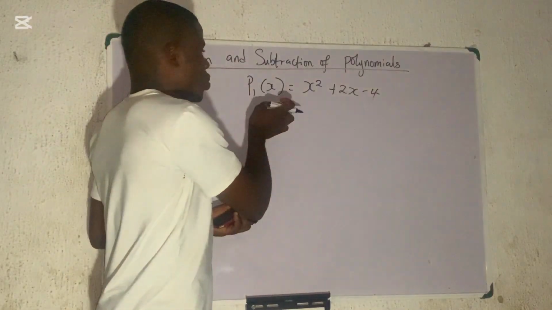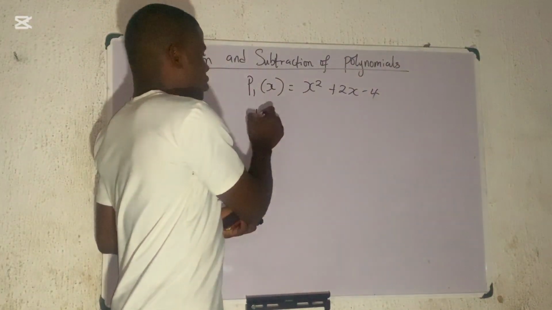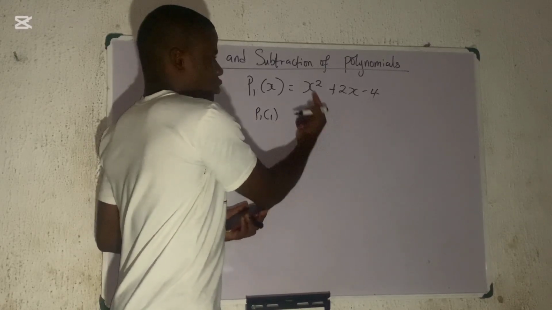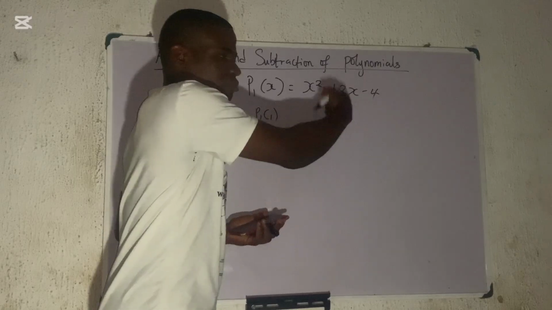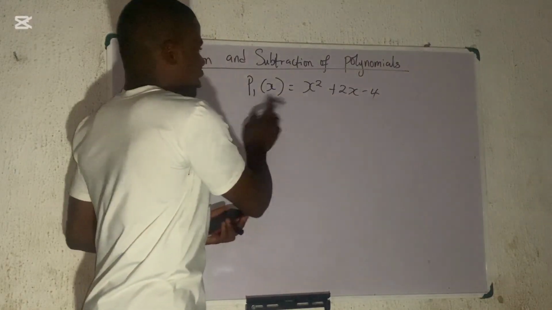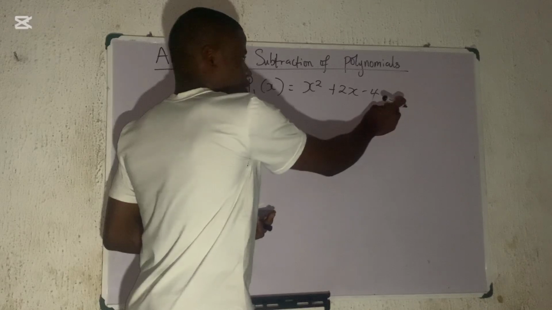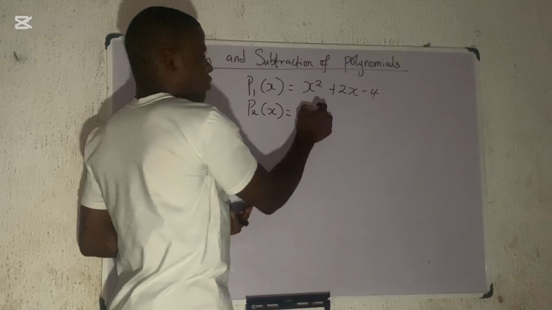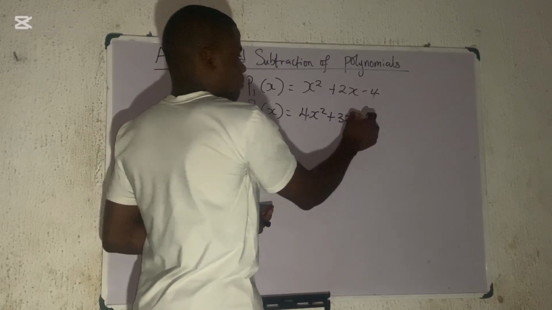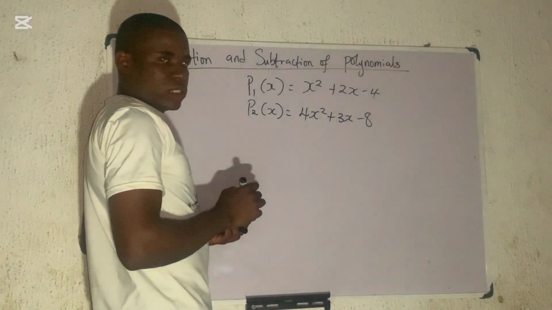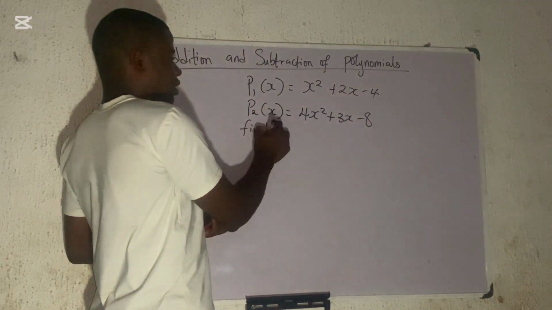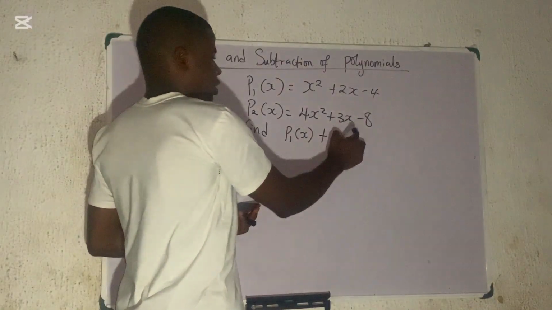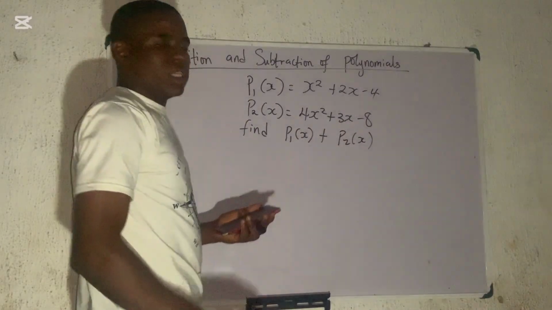Sometimes they can ask you what would now be P1 of 1. It means that 1 has replaced x. So P1 of 1 is equal to 1 squared plus 2 times 1 minus 4. I hope you understand. And if I have that P1 of x is given by this algebraic expression, and P2 of x is given by 4x squared plus 3x minus 8, they can ask you to find the value of P1 of x plus P2 of x.